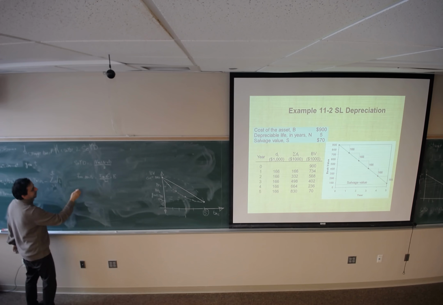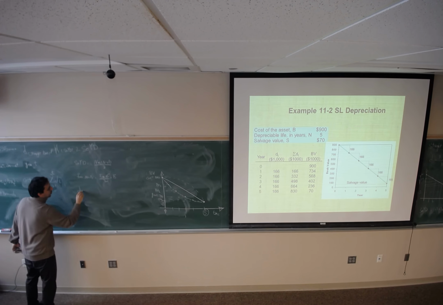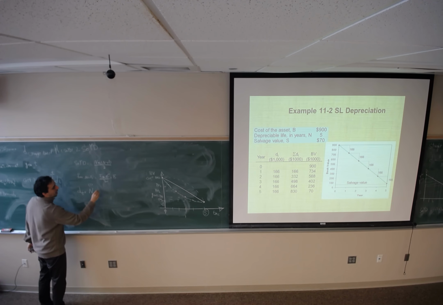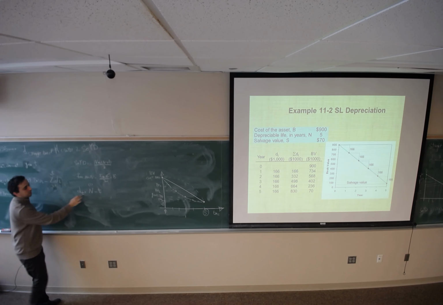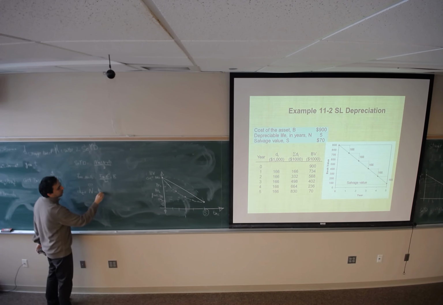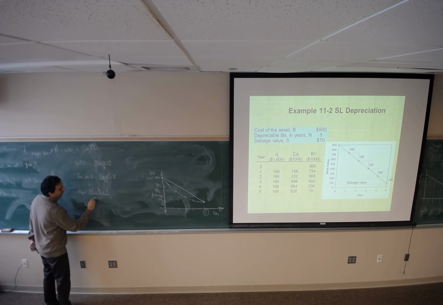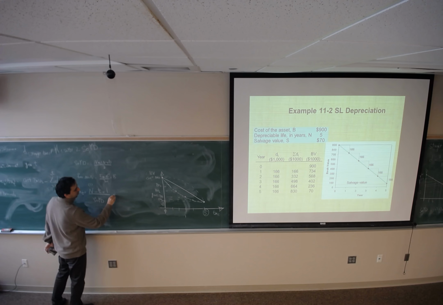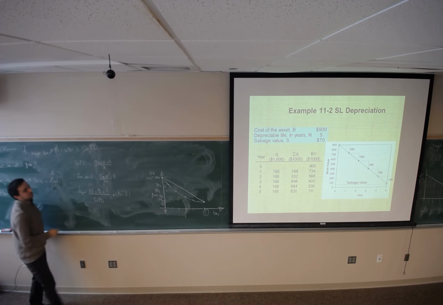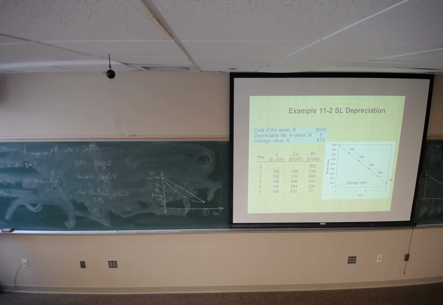And then it says D for year T is going to be N, which is 5 in this case, minus T, the year for which you want to find the depreciation, which can be 1 to 5, plus 1, dividing by the SOYD that you calculated, multiplied by the cost basis minus the salvage value.